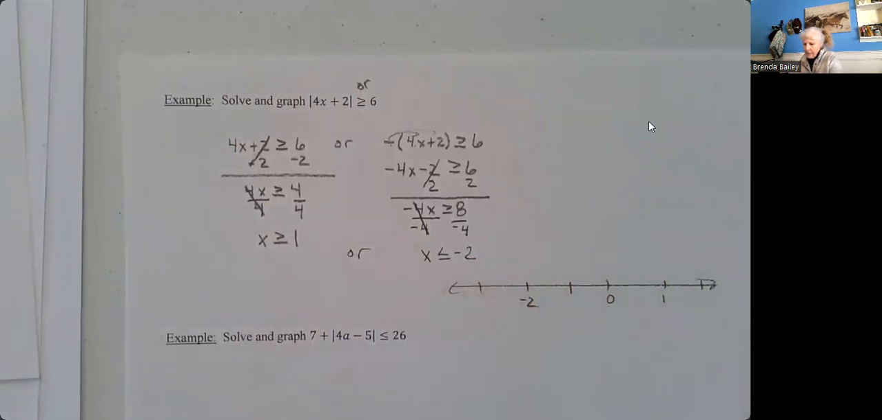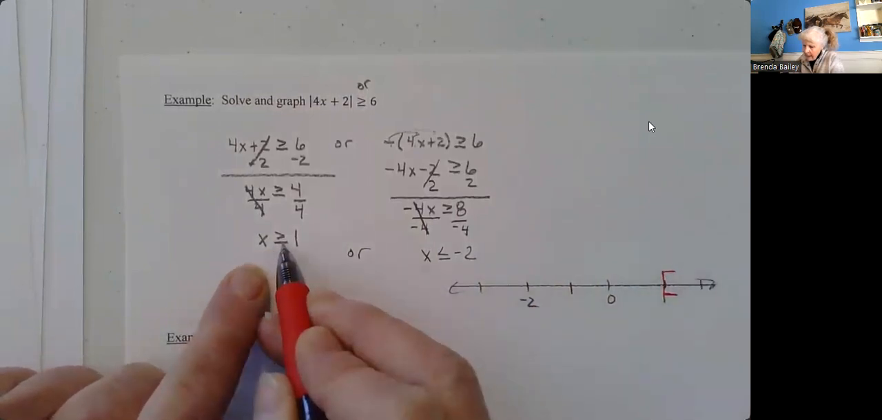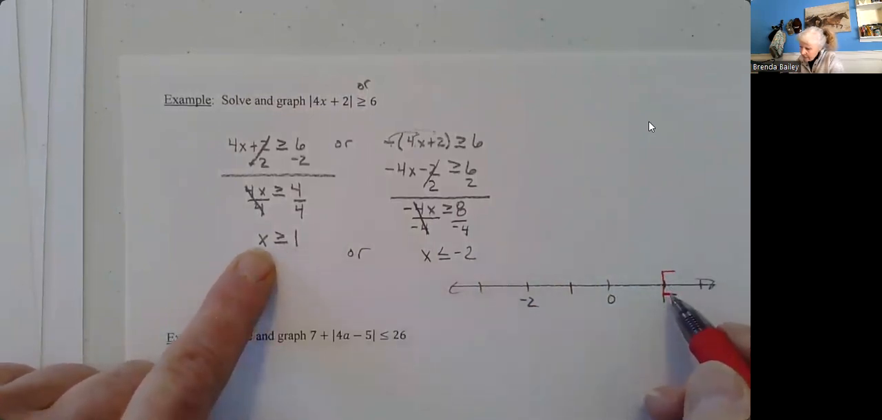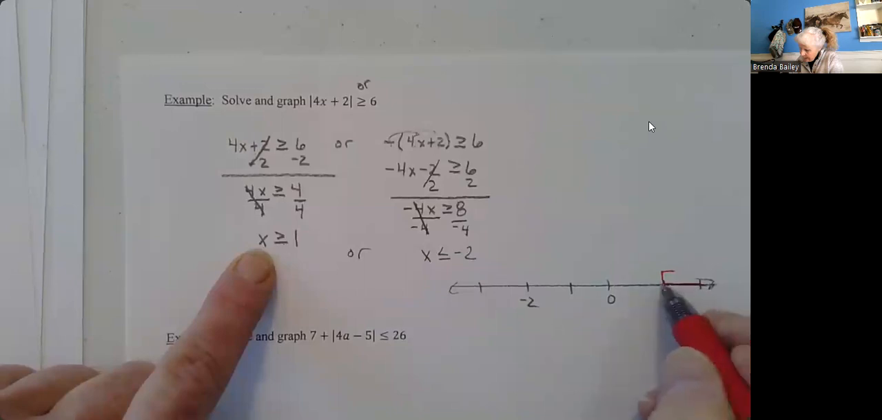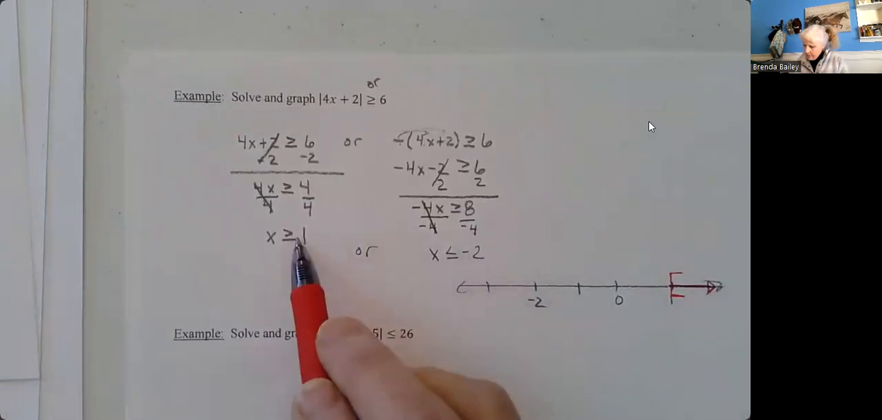All right, let's start with this one right here. X's are greater than or equal to 1. So we're going to go to the 1. So it's greater than or equal to. So now we've got our bracket because of the equal. And we want X's that are bigger, which is to the right. All numbers to the right of the 1 are larger. Arrow points in the same direction.